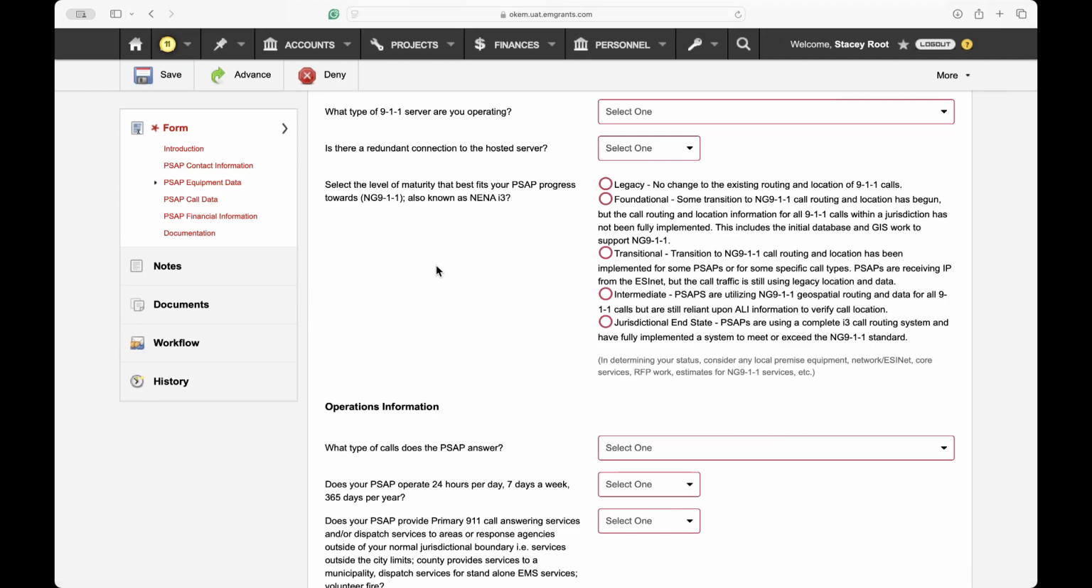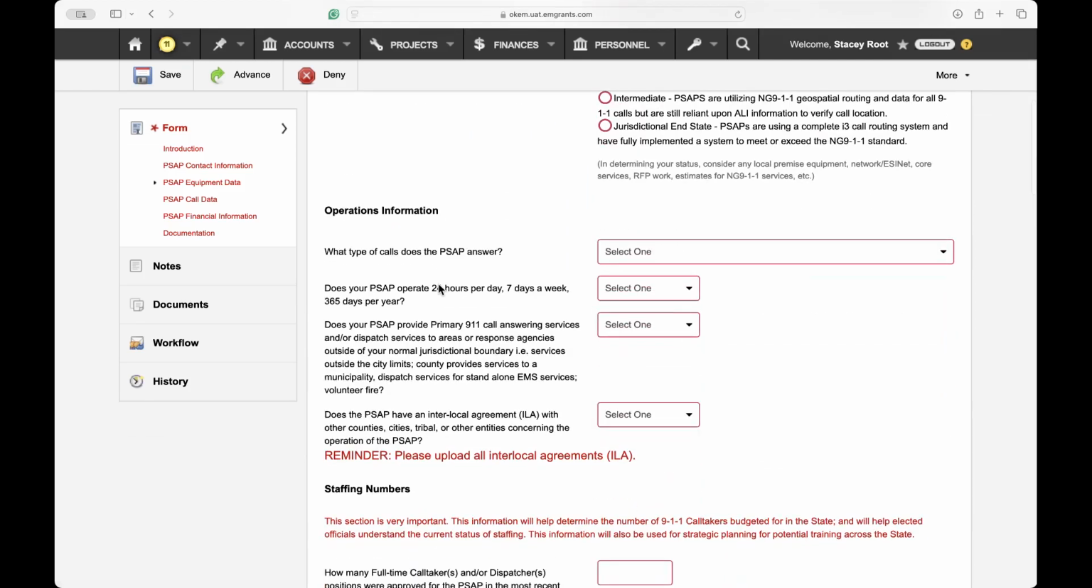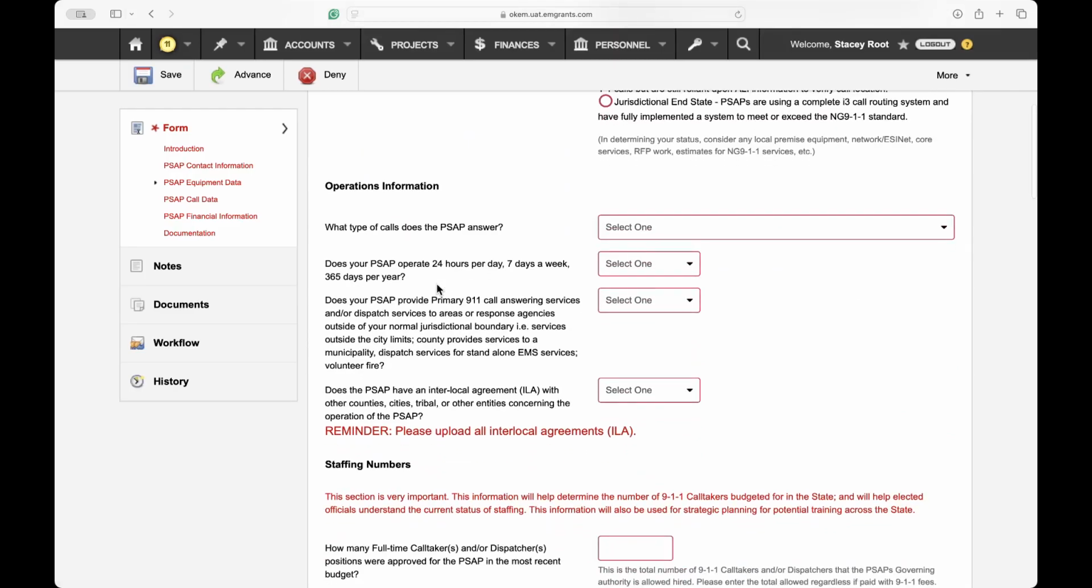Moving on. This portion is not necessarily new, but there are new parts. Starting with, does your PSAP operate 24 hours a day, 7 days a week, 365 days a year? It's pretty self-explanatory. It's a drop-down, yes or no.